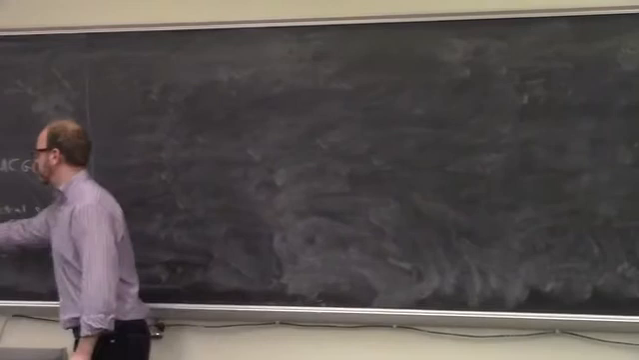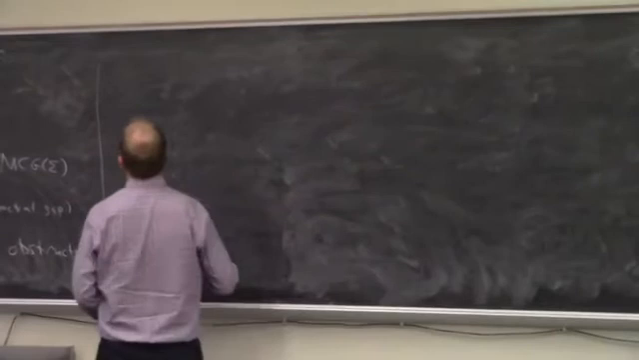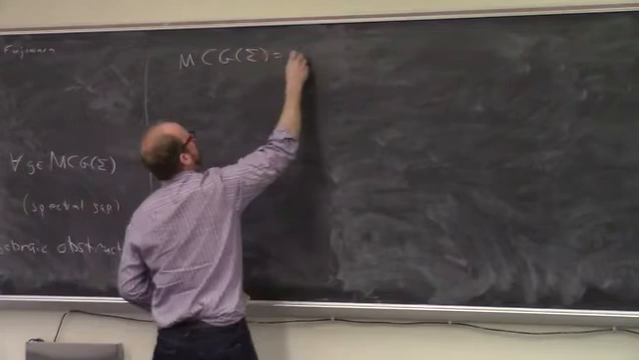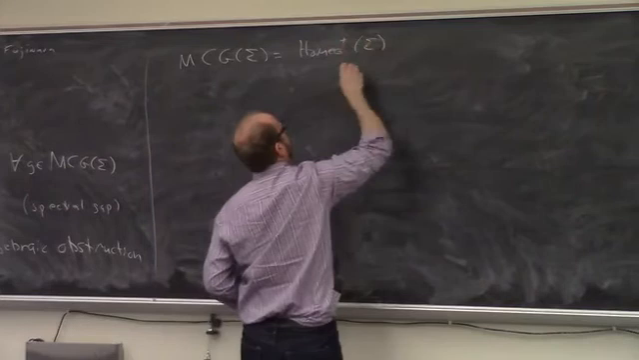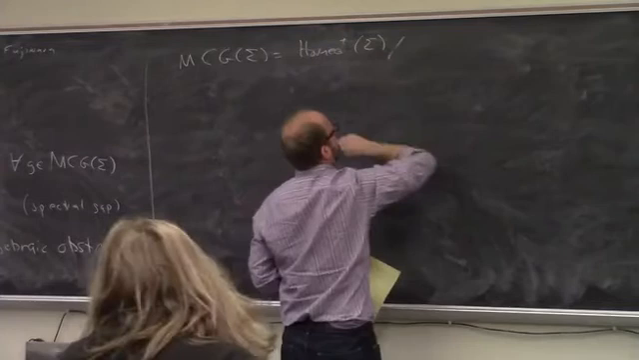Okay, the mapping class group. So the mapping class group is a group of homeomorphisms, and here I'll assume they're orientation preserving. So this is some huge topological group. So what I'm going to do is mod out by the component of the identity. So I'm going to mod out by isotopy.